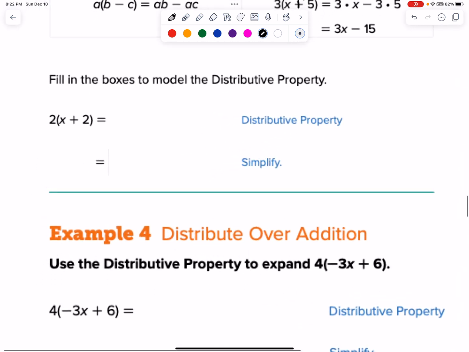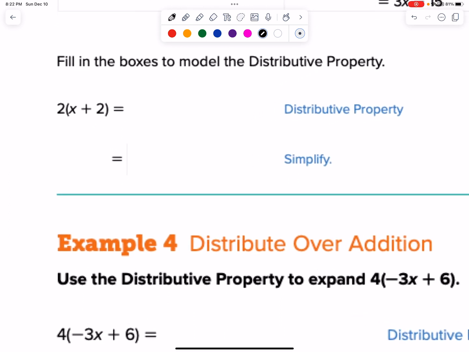Let's fill in the boxes to model the distributive property. And so the first thing that we would do is I always want you to draw these little arcs here because it's really easy to forget to multiply the second one. So we're distributing the multiplication, and so we would have 2 times x plus 2 times 2. And so that's really what you are doing when you distribute. And so we end up with 2x plus 4.